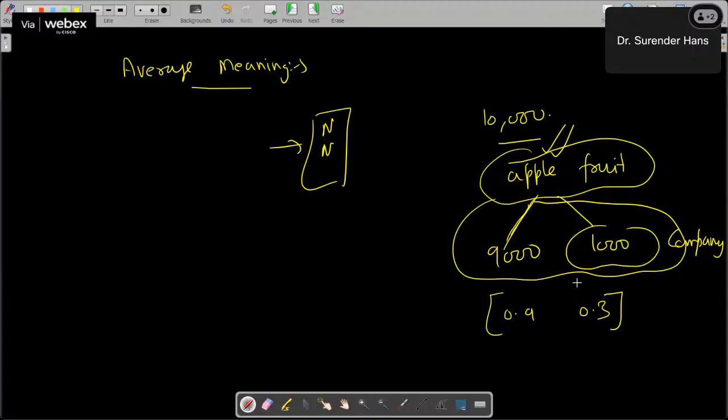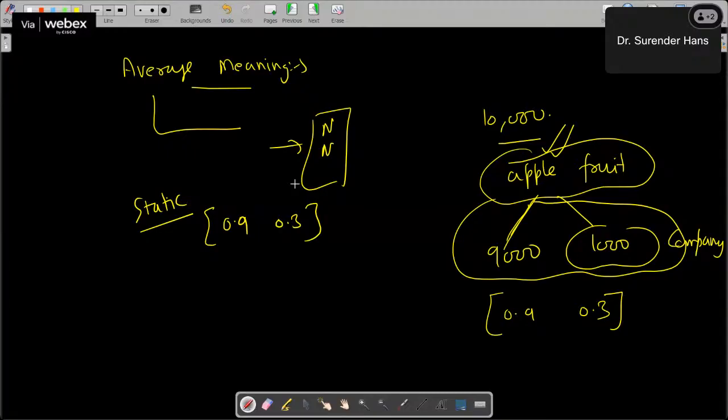The word embeddings are created once and are used all the time for each word. That is this one, 0.9 and 0.3, this one is static. Once the word embedding of this apple is created, I am going to use the same word embedding everywhere. So this is the problem, this static representation, that is average.